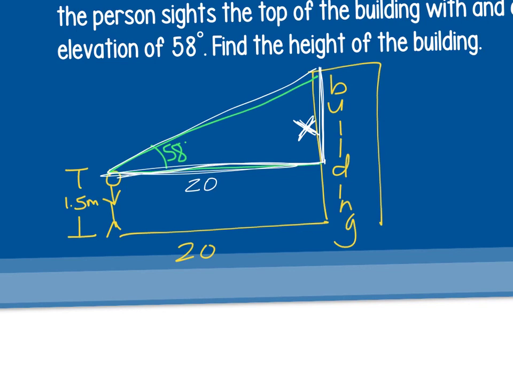What's missing from it? The height of the person. So that's why they give it to you, right? If the height of the person on this side is 1.5, then this vertical distance is also 1.5. So once I find X, what can I do to get the full height of the building? Add the 1.5. Okay, so let's first find X.